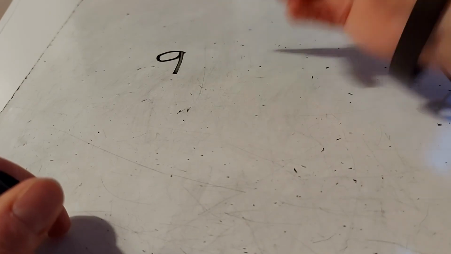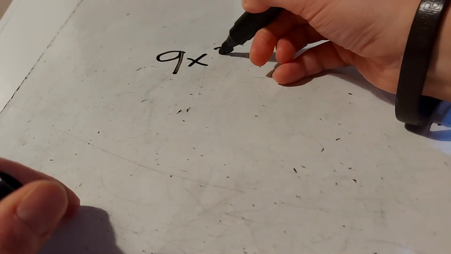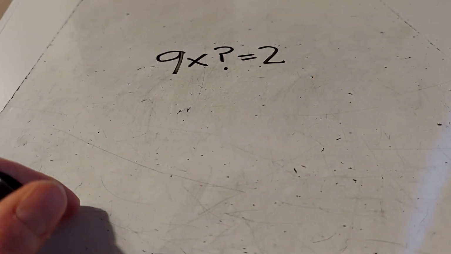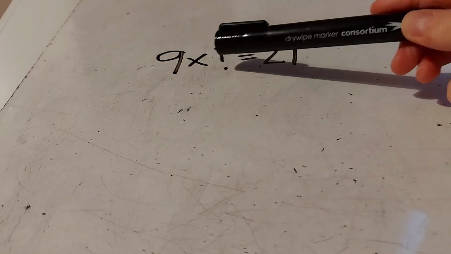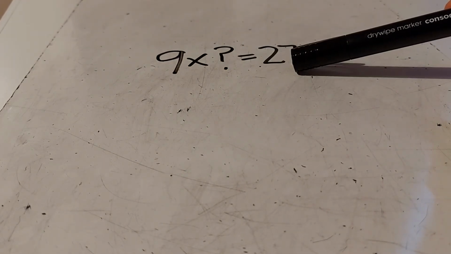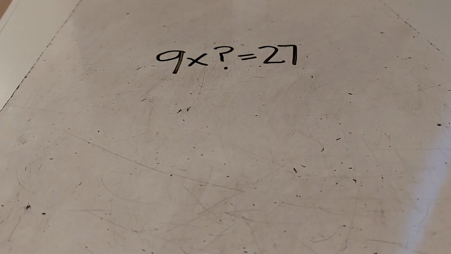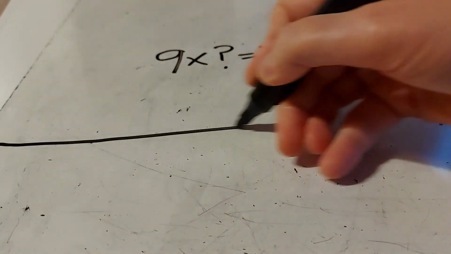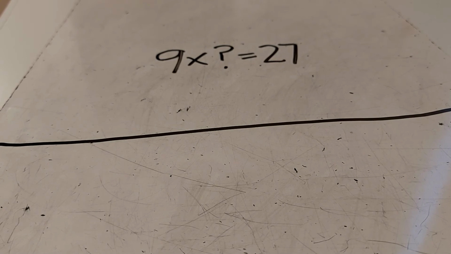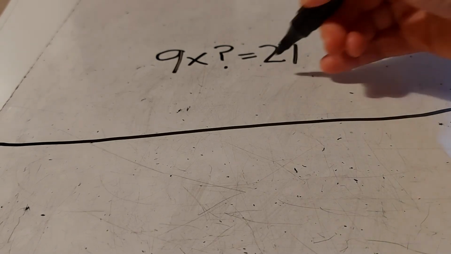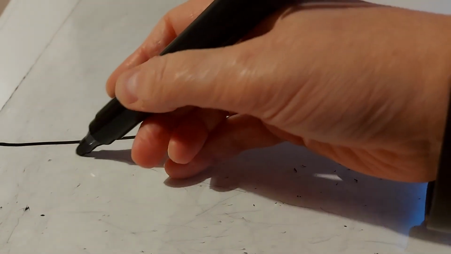Again, we can use this strategy when we have a more complicated question to complete, such as 9 times what equals 27. So in this case, it means 9 groups of what make 27. But again, just like I showed you how to do this in the previous video using arrays, you can still use repeated addition to work this out. So we're going to count in nines this time until we get to 27. So I'm going to put a 0 here.